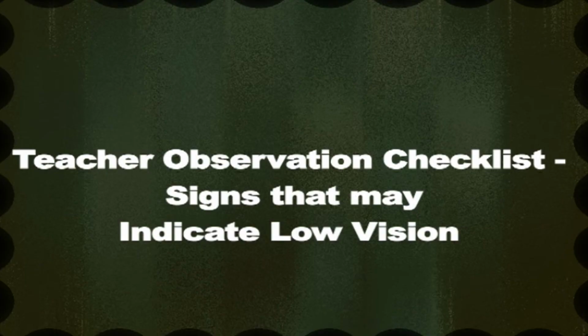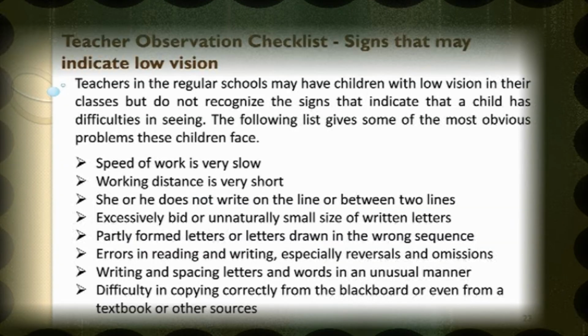Let us see what are the teacher observation checklists, signs that may indicate low vision. Teachers in the regular schools may have children with low vision in their classes, but do not recognize the signs that indicate that a child has difficulties in seeing. The list gives some of the most obvious problems these children face.